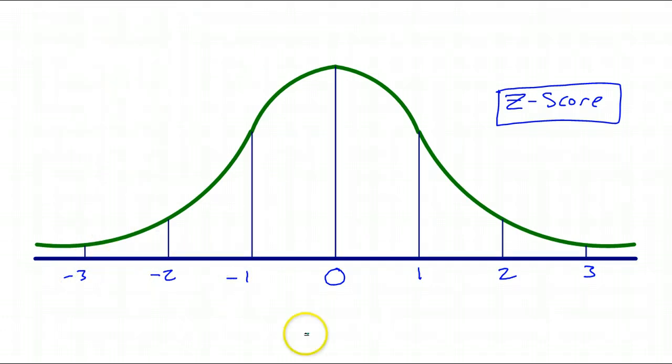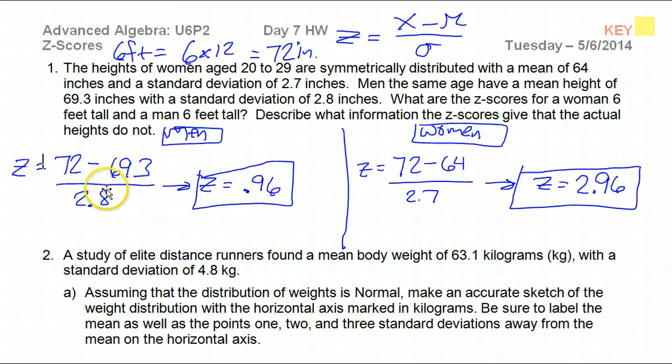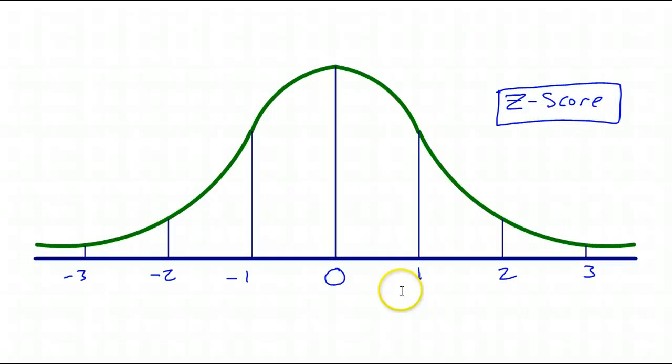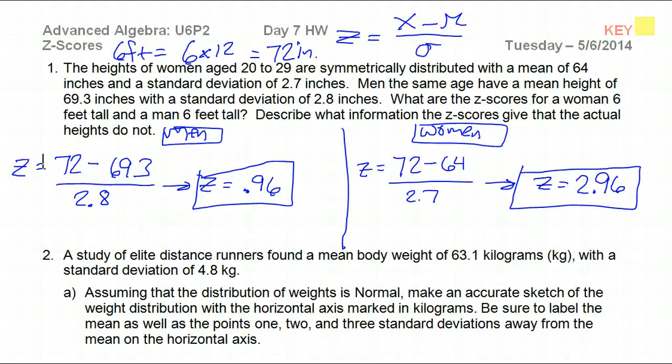Okay, so let's see, where did the man fall along the z-score curve here? 0.96. Okay, that's almost 1. So the man was, he's right about here. So he's tall. He's taller than your typical man. But now, where did the woman fall? Her z-score was 2.96. That's almost 3.